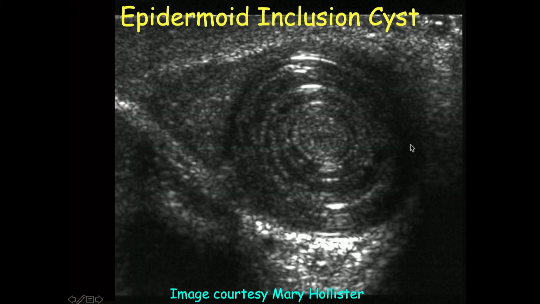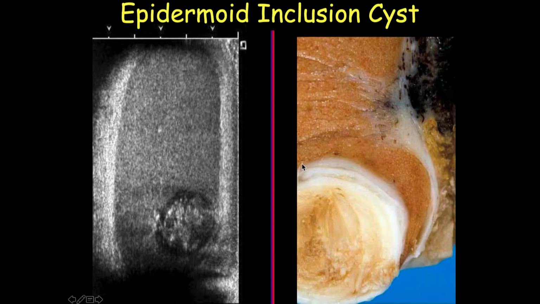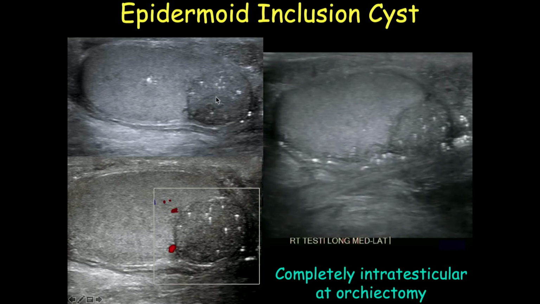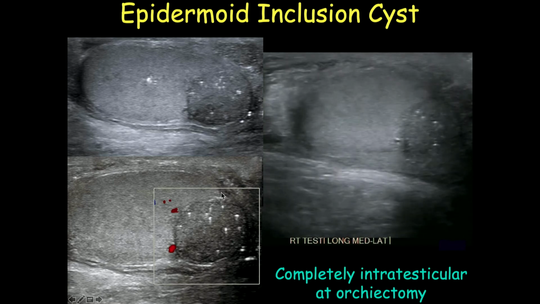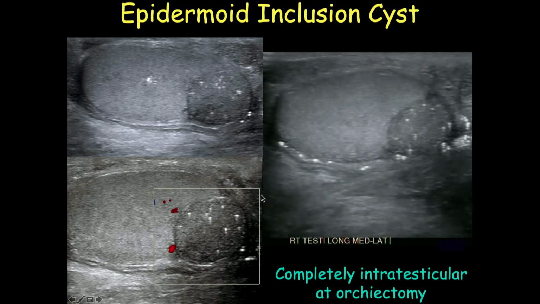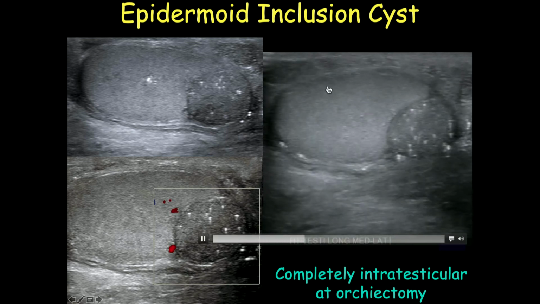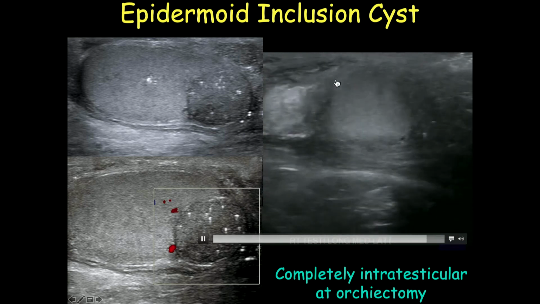Here's another one from Mary, lamellated onion skin appearance. Here's another one. This is our path correlate, different patient, but you get the idea of that lamellated onion skin appearance, epidermoid inclusion cyst. These are benign. When they get bigger, they can look a little bit funkier, but again, this just doesn't look like a mixed germ cell tumor or a seminoma. This is a more recent one where you have these little cholesterol deposits that kind of ring down coming in. This was totally inside the testicle at orchiectomy. Notice the little cyst of the tunica albuginea going by, true and unrelated.